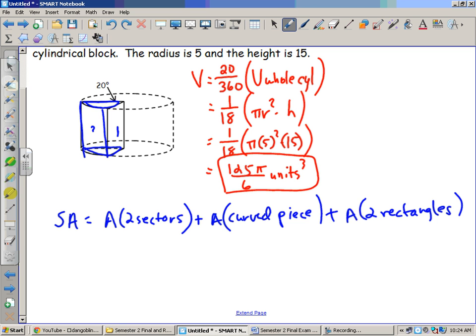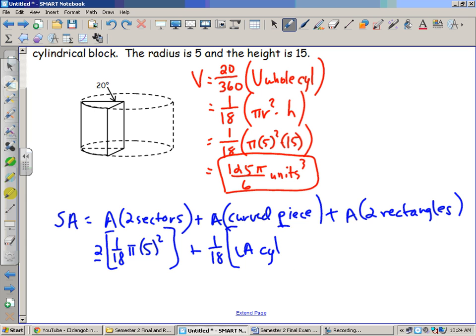So what I could do is just find the area of 2 sectors. The area of one of the sectors we just figured out is 1/18 the area of one circle. So it's 1/18 pi 5 squared. But you got 2 of them, so that's why I multiplied by 2. The area of the curved piece is going to be 1/18 times the lateral area of the whole cylinder. Okay? And then the area of the 2 rectangles, well, that's going to be 2 times the rectangles, which are 5 by 15. Height 15, radius 5. The radius is the length, and the 15 is the height, whatever you want to call it. The length times width, base times height, area of a rectangle. So it's going to be 15 times 5 is 75.